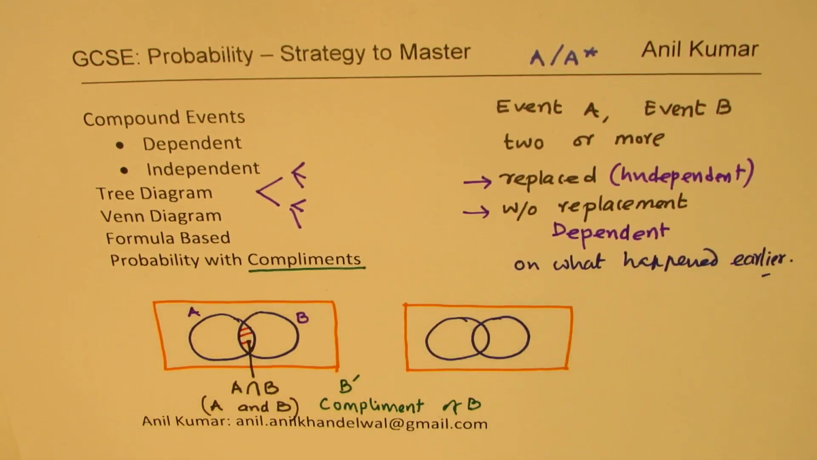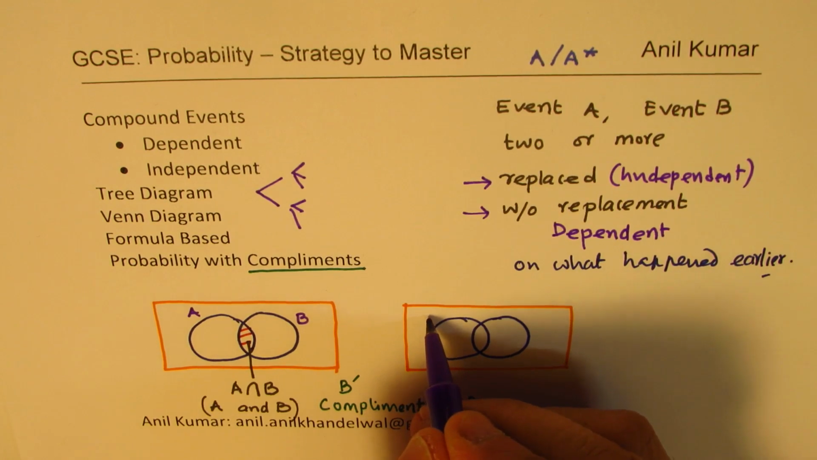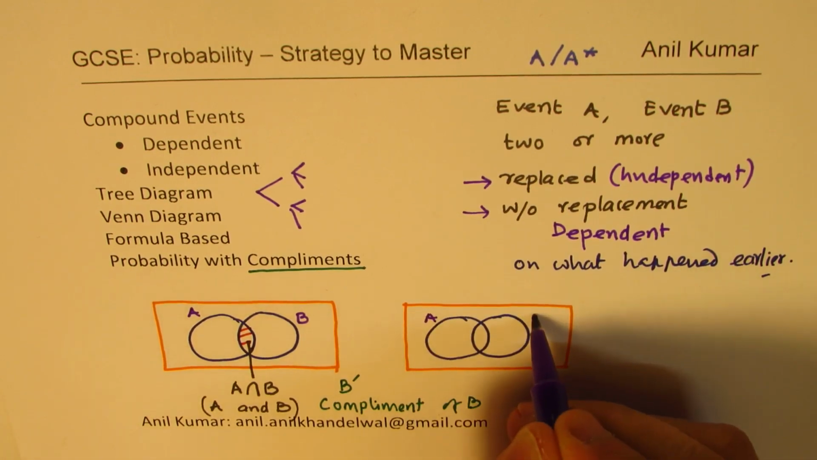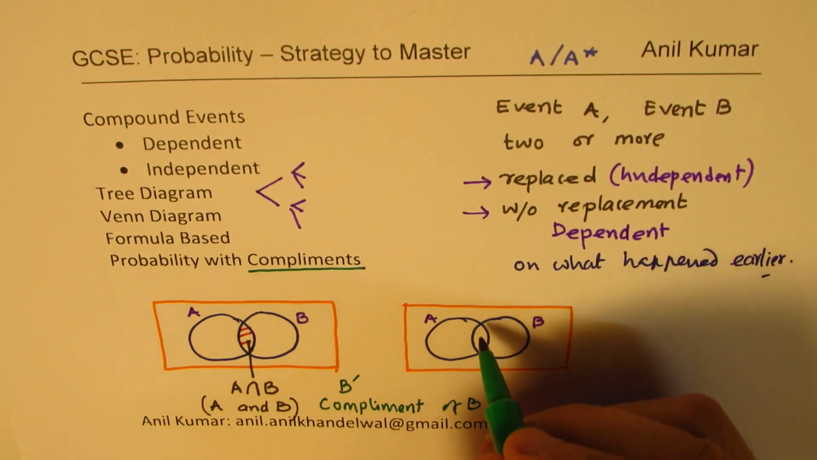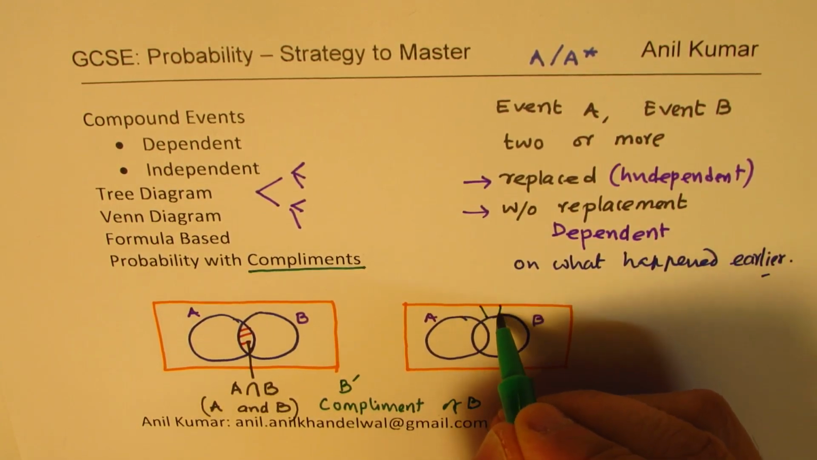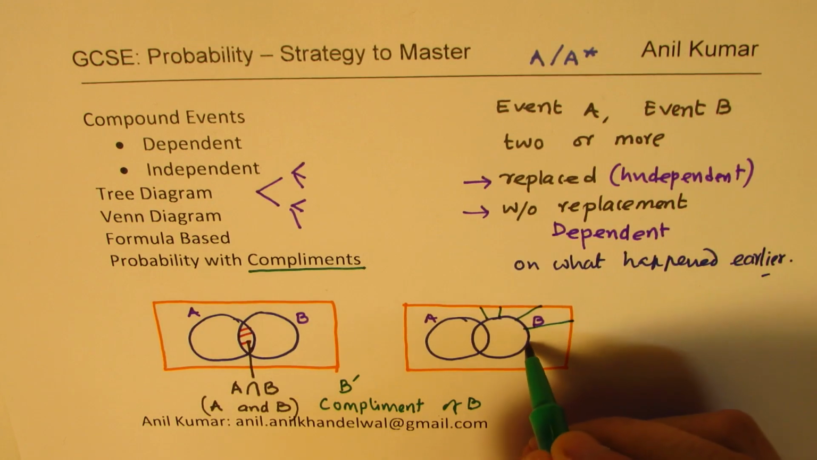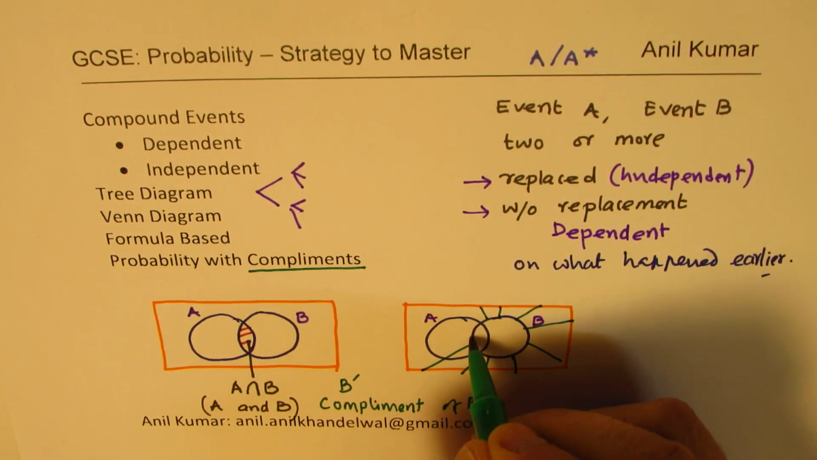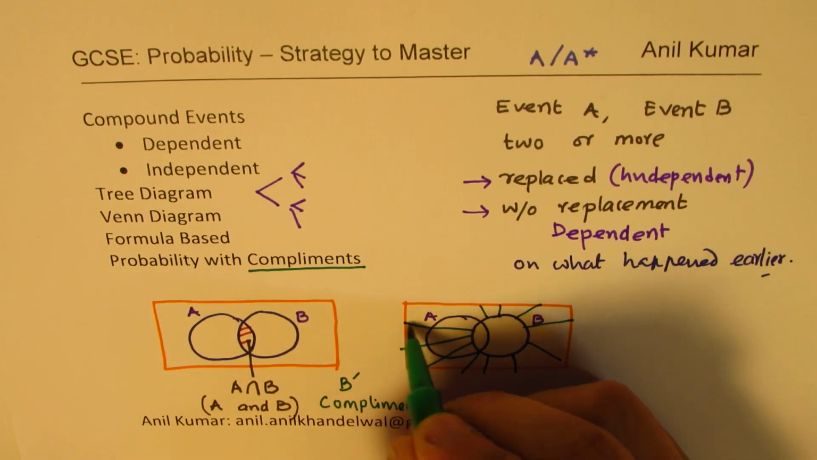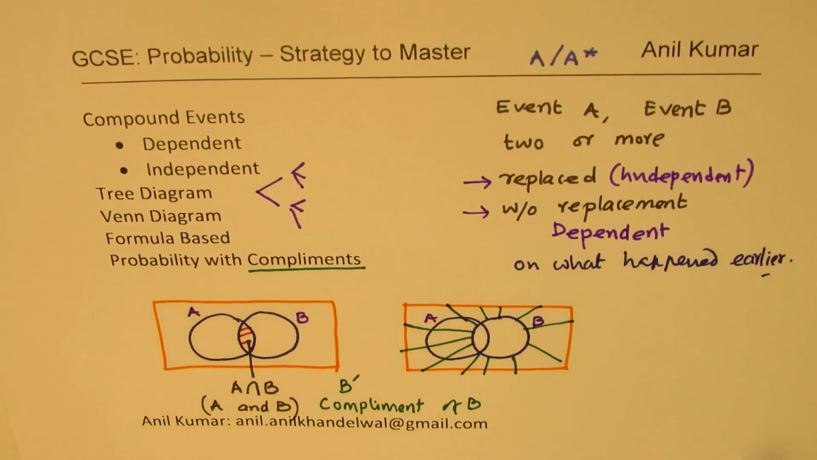Now, let us say in this particular Venn diagram, we have A and B, and if I have to represent the complement of B, that means not B, right? So everything apart from B becomes the complement. Is that clear to you? Not B. Do you understand? So that becomes not B. You get my idea, right? So that is what complement is.